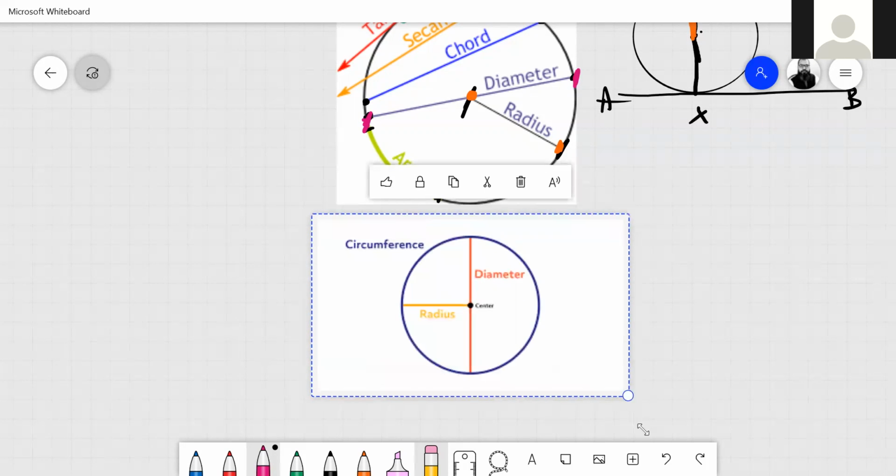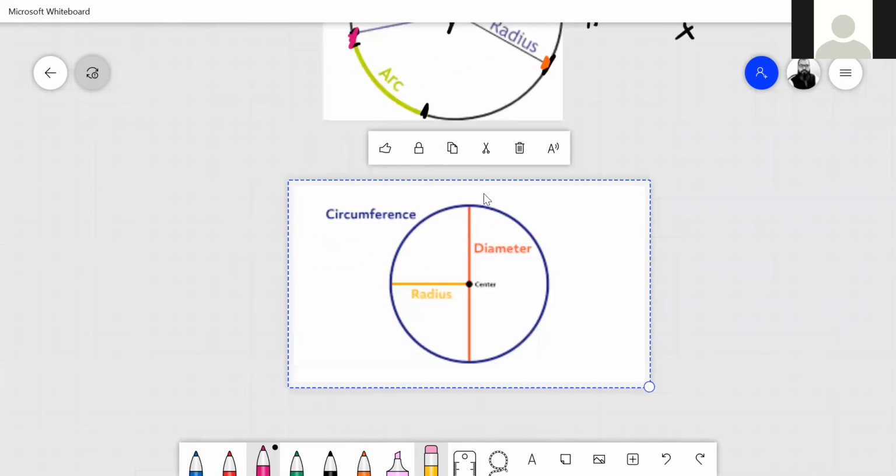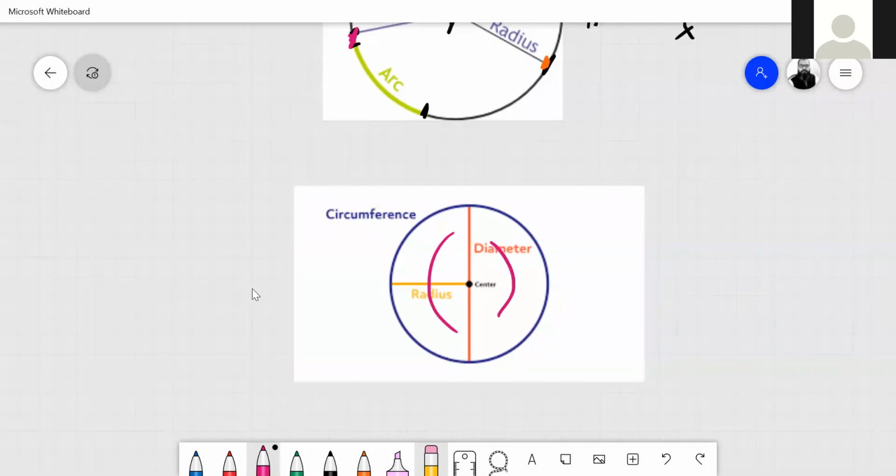See, here you can understand what is the diameter and what is the radius. The blue line is the circumference. This orange line is a diameter which passes through the center and touches both sides. And the yellow line is a radius. You can see here this diameter converting the circle into two parts, semicircles. Semi means half circle. So the diameter of a circle divides it into two semicircles.